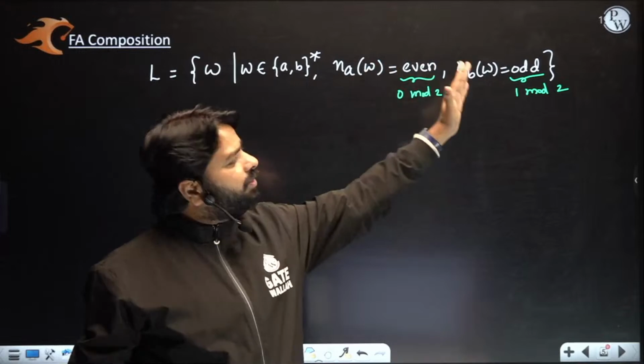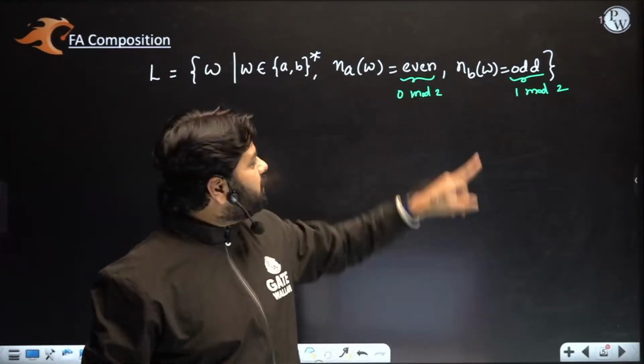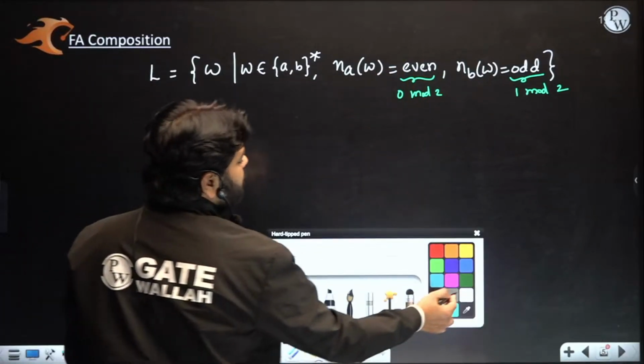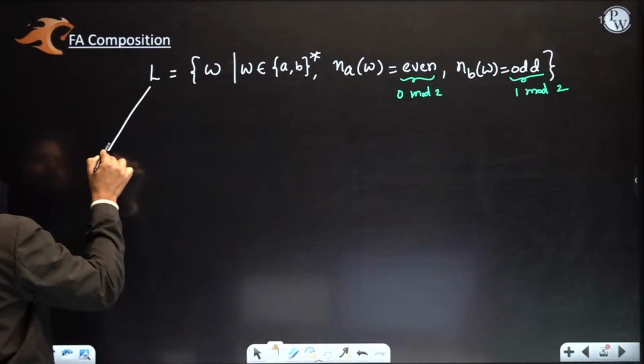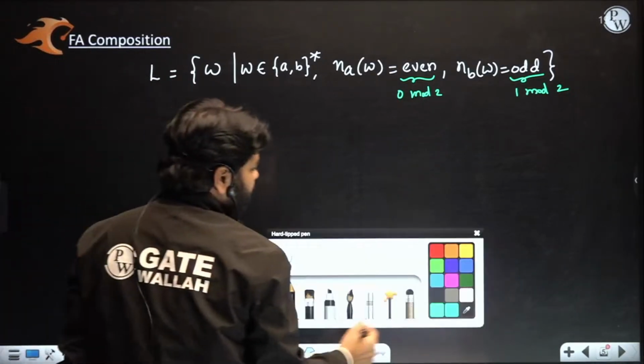So you can design two different machines and then combine them, because the comma here represents AND. Individually, you want to design a finite automaton for this language, but we don't do it directly. So how do we do it? Here we do it like this.